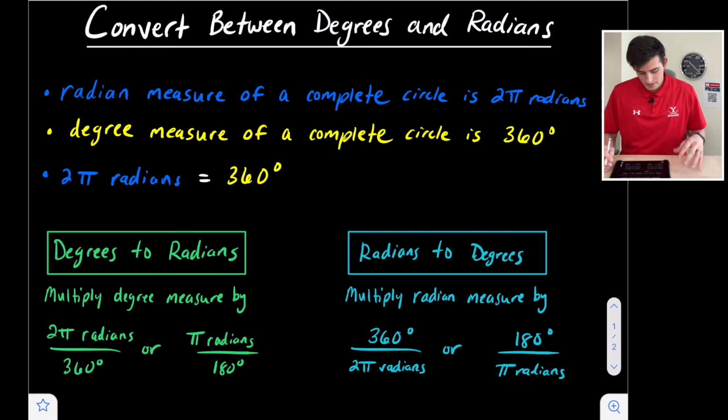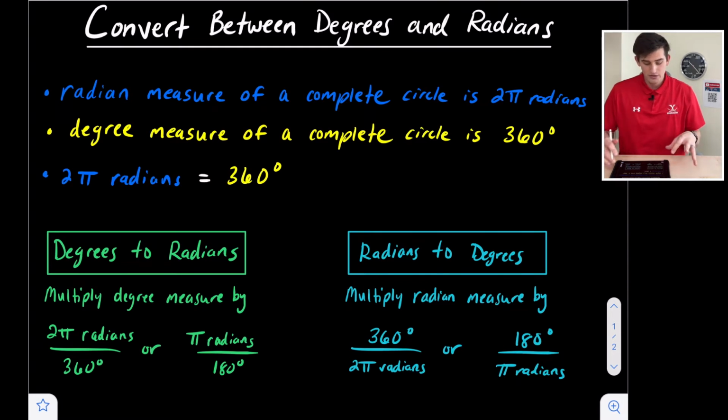So on the left, it says to go from degrees to radians. We're going to multiply our degree measure, and we have two options here. We can either multiply the degree measure by 2 pi radians over 360 degrees, or since 2 divided by 360 is just 1 over 180, we could also just use pi radians over 180, and that's what I'll use in this video today because it just makes our calculating easier. And then for radians to degrees, we see on the right side of the screen, we want to multiply our radian measure by 360 degrees over 2 pi radians or 180 degrees over pi radians.